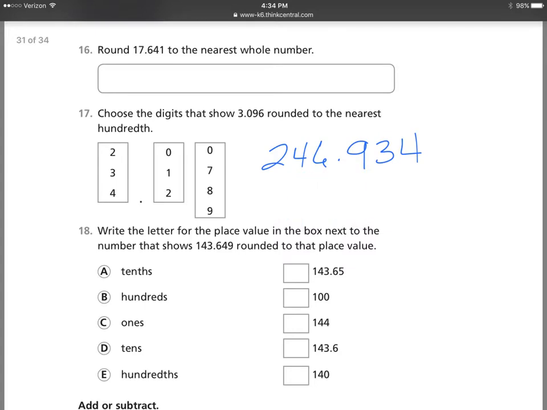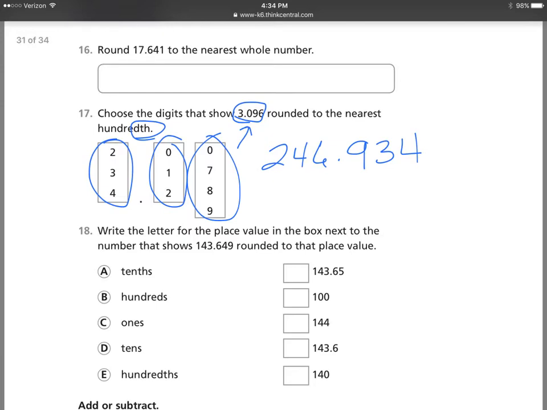I'm going to use the same number here to represent number 17. 17 asks the question a bit differently. It asks you to choose the digits that show 3 and 96 thousandths rounded to the nearest hundredth. So you'll need to round this number off to the nearest hundredth with a TH, and then choose from these numbers to write the appropriate answer. Just write your answer basically, and if you have an answer that doesn't have a 2, 3, or 4 as a whole number and one of these digits as your tenths and hundredths place, then you've done something wrong. You should look at your work.